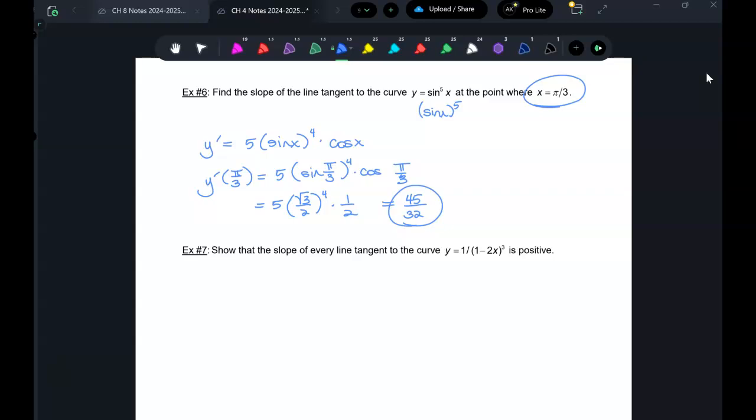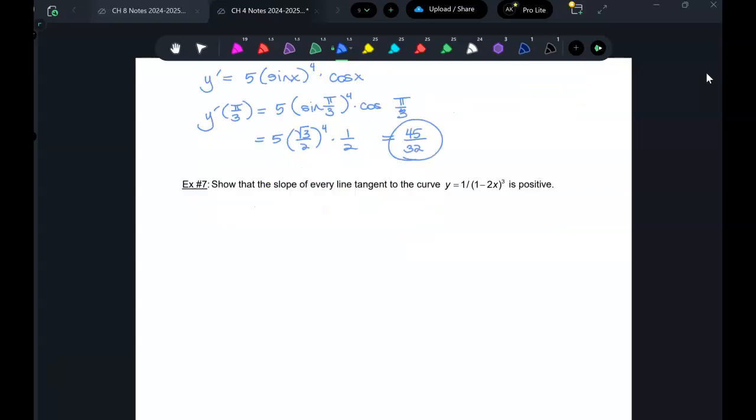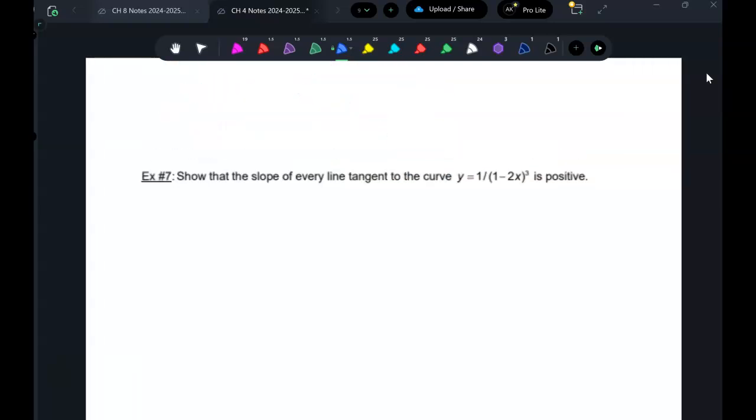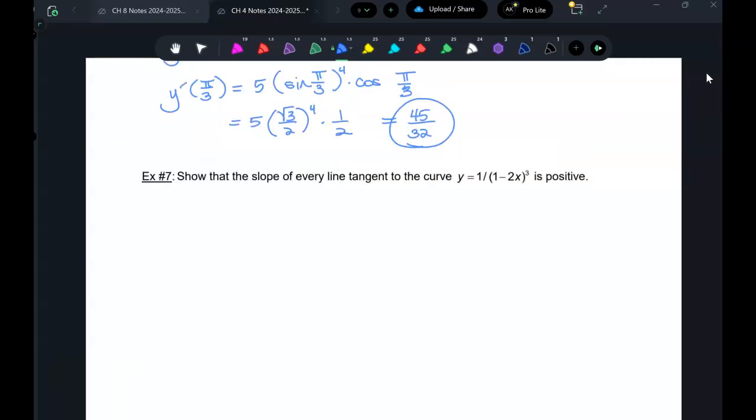Okay. That's the end. And all we had to find there was the slope. If I asked you to find the equation of the line, you would just plug this back into the original to figure out what the y-coordinate was. So that's m. That's all we had to find for this one. Okay, last one, and then I'll give you the worksheet.